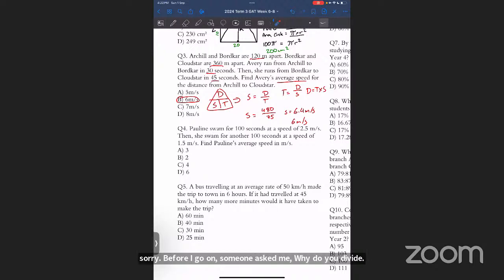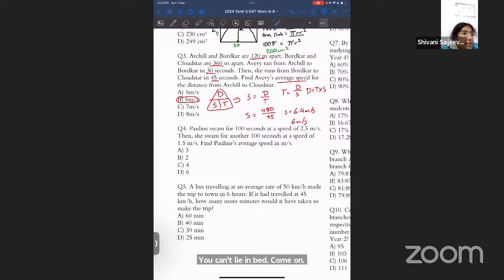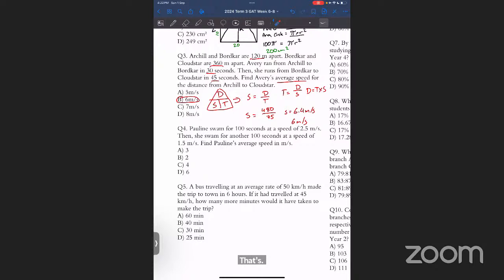A good way to think about it is, Shivani, are you there? Can you hear us? Yeah, I can hear you. All right. Shivani, by the way, this is tuition. You had to get up and sit at a table for class. You can't lie in bed. Come on. I'm a bit sick. That's okay. But in tuition, we have to respect each other, set up our tables and take notes, right? I won't take classes with students sleeping.